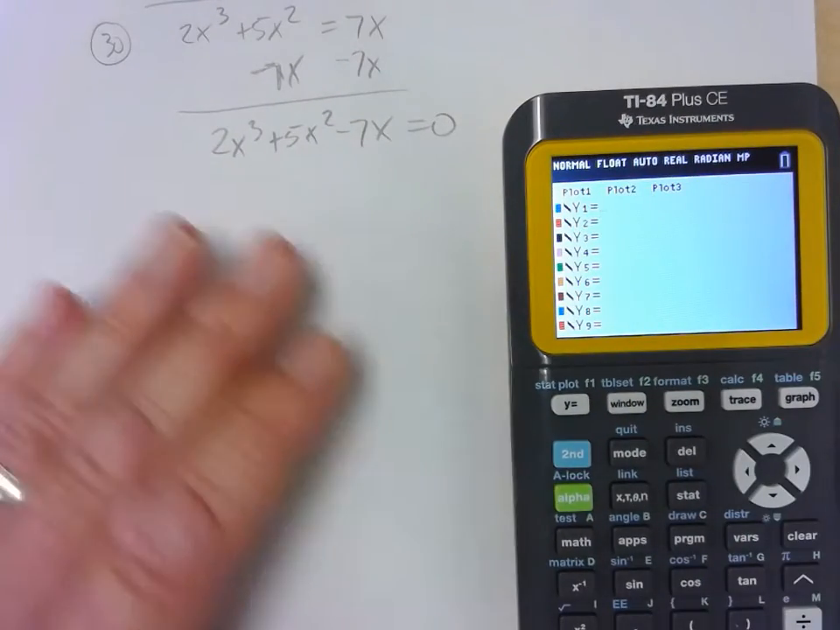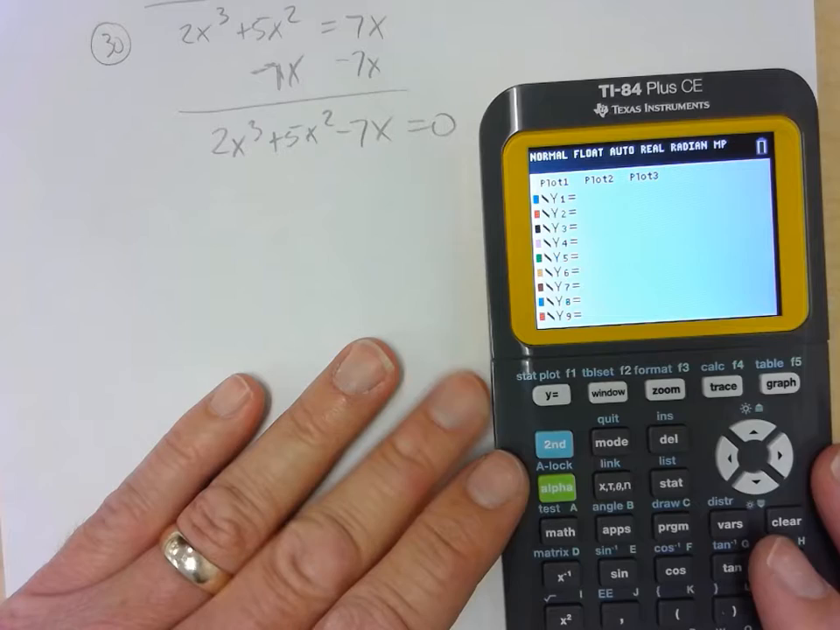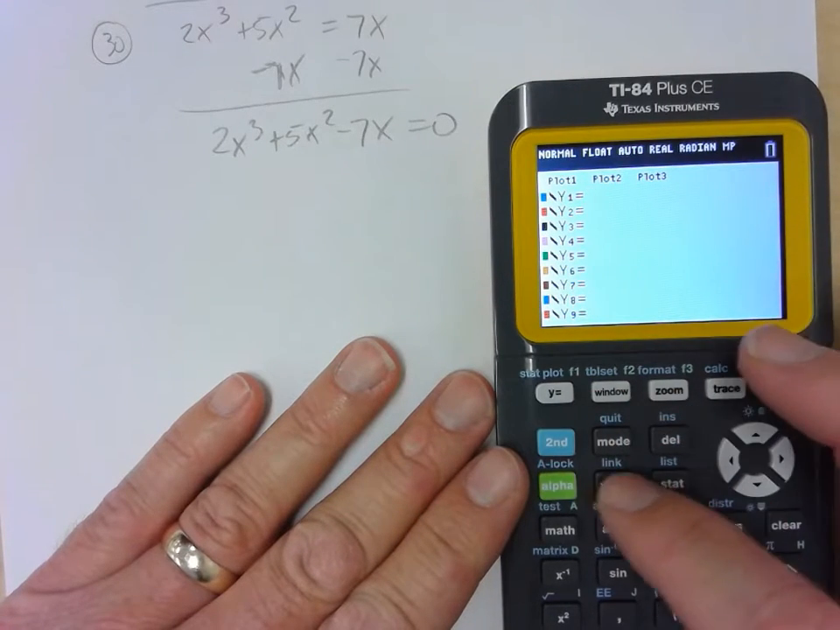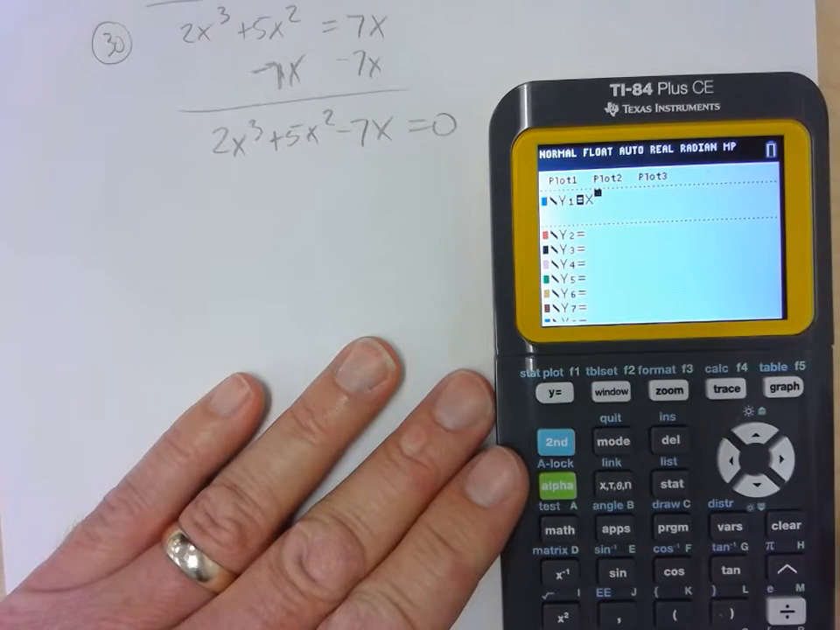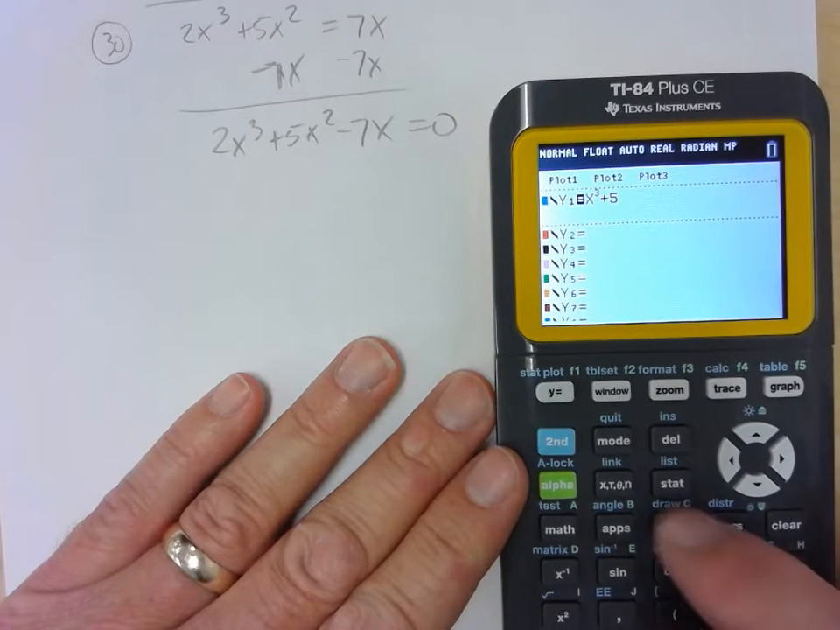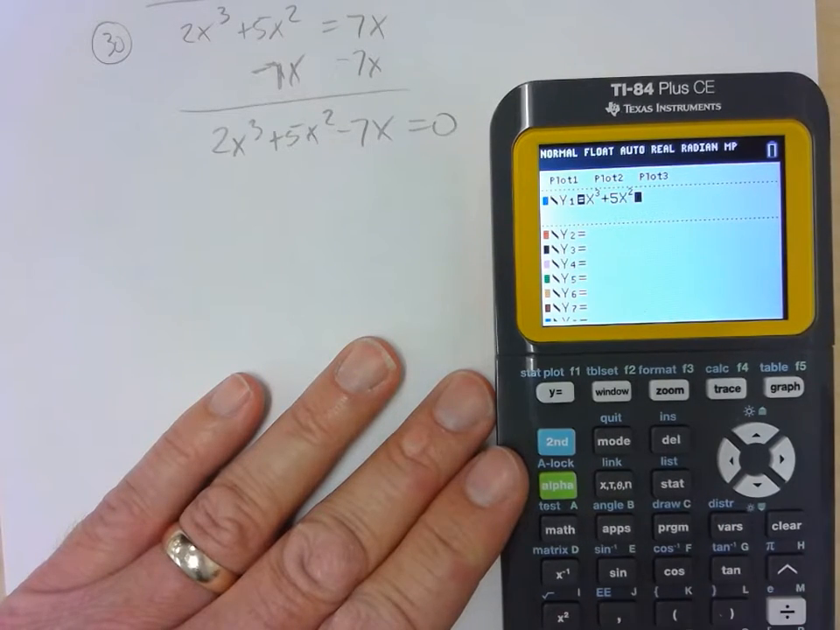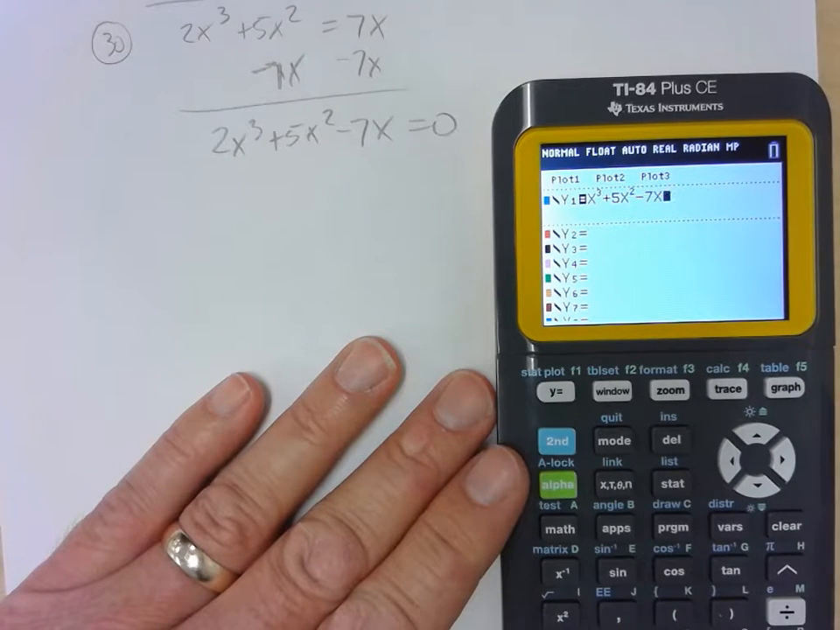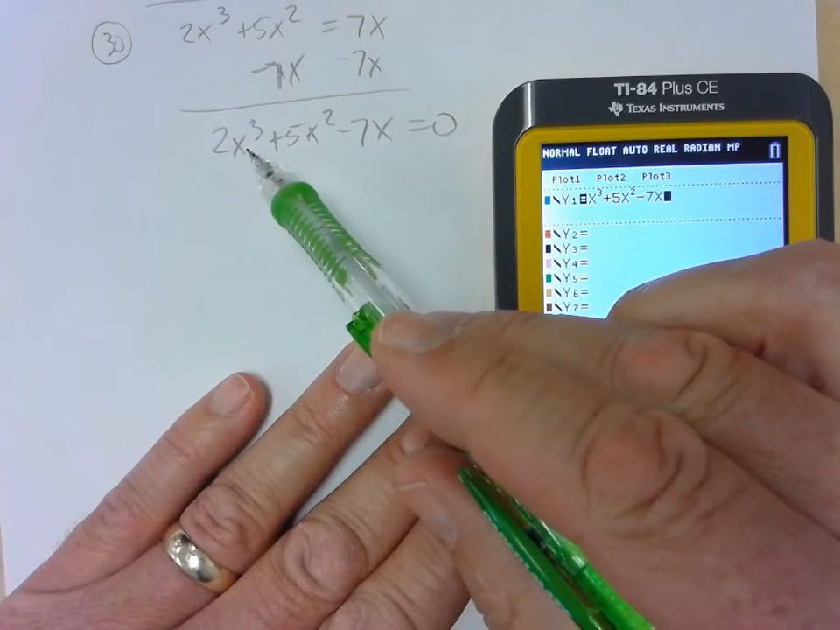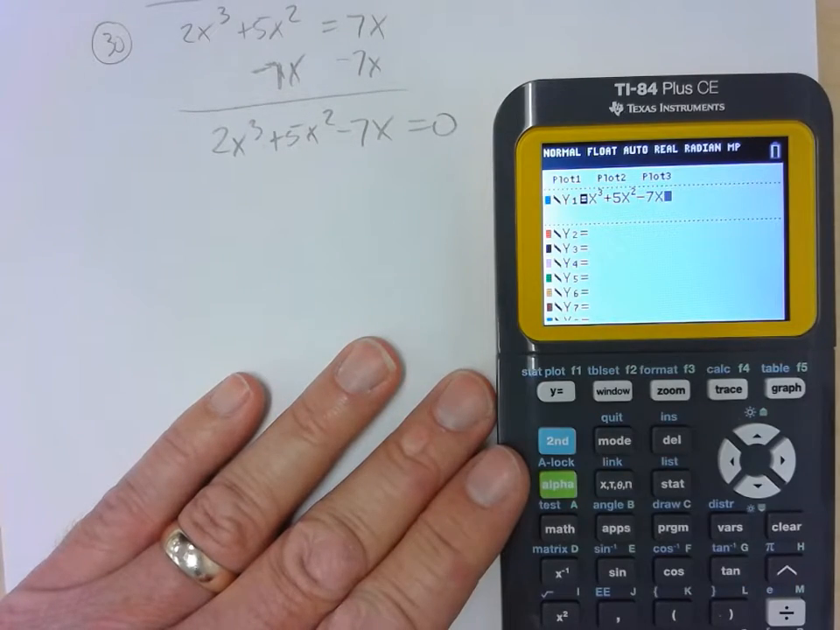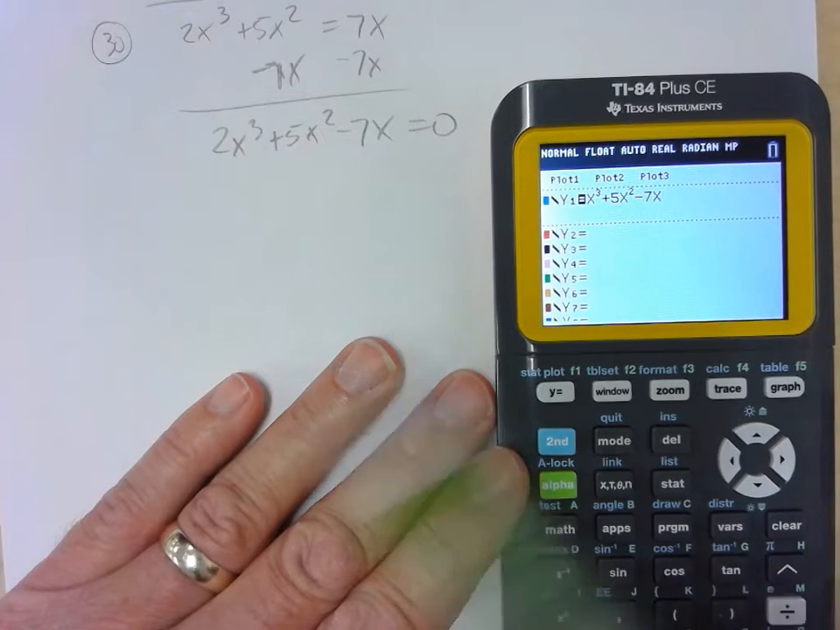Okay, so I go to y equals, type in x, caret key 3, don't forget to push yourself out of there, plus 5x squared, you don't have to push yourself out of the squared, minus 7x. Okay, and we're looking for the places where it crosses, and hopefully we can find 3 places where it crosses. So we get our 3 solutions.